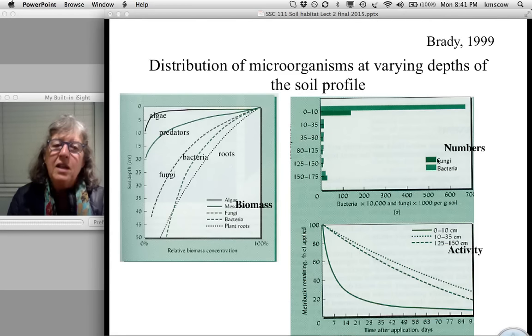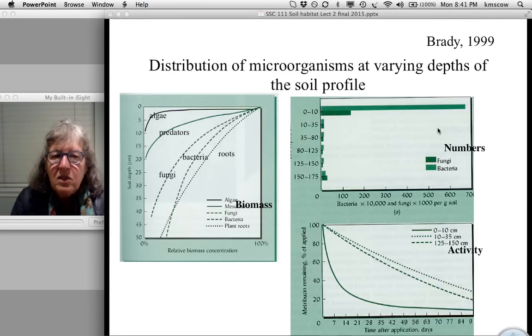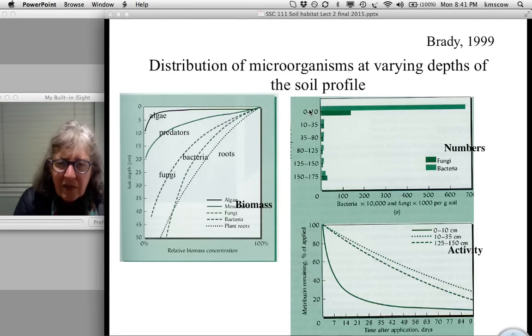Here's another graph that shows you numbers of fungi and bacteria at these different depths. Here's the counts, and here's the centimeters deep of the soil. Sorry that it got cut off, but it's centimeters. So you can see a huge drop in numbers of bacteria as you move from 0 to 10 to 10 to 35 centimeters deep. And this is pretty consistent. Your biomass really drops as you go not that deeply into soil.